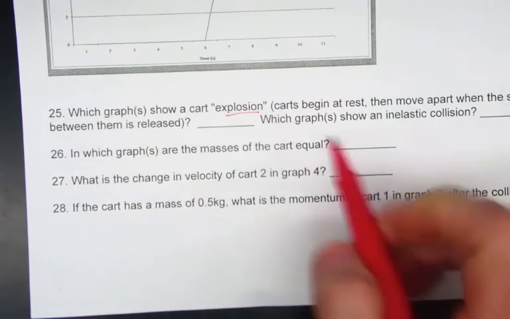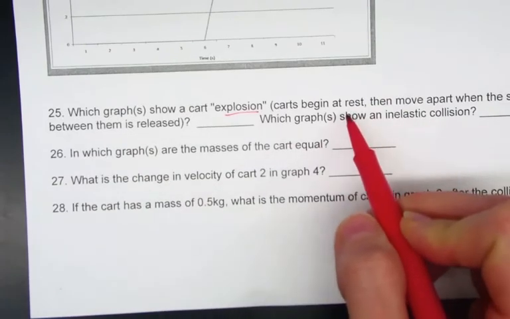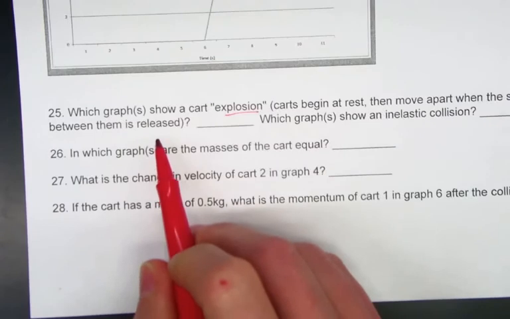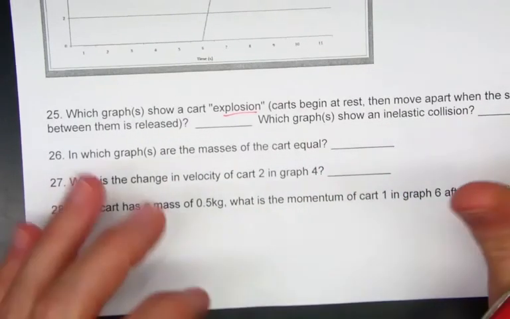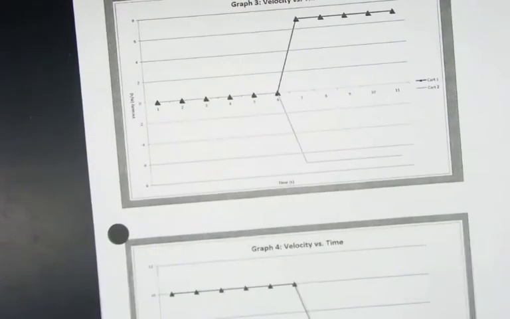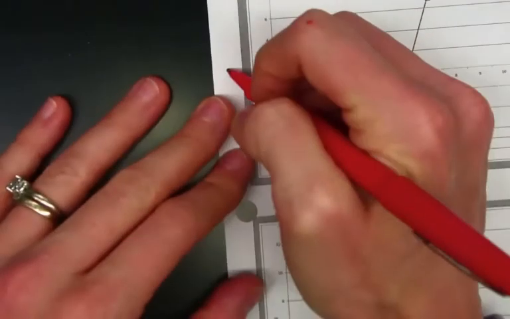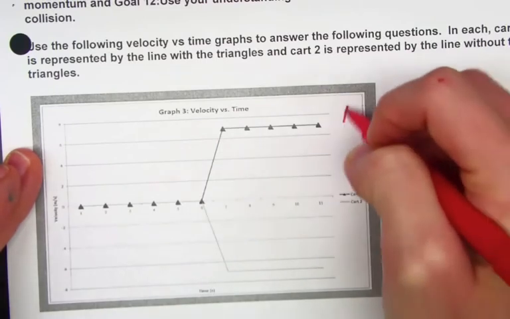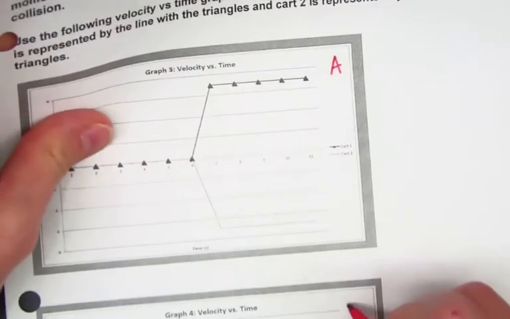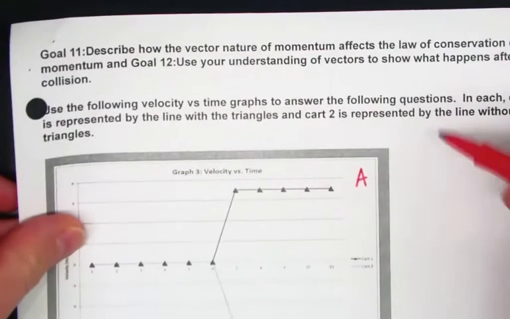And what that means is both carts are going to be at rest, and then they are going to move apart when the spring is released. And then it wants to know which graphs show an inelastic collision. So what I'm going to do right now is label these graphs. This is the front side. So A, B, C, and D.